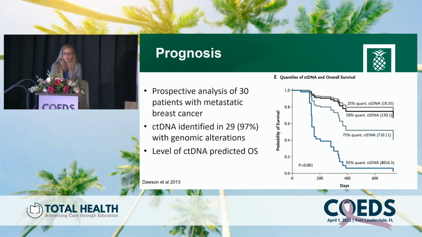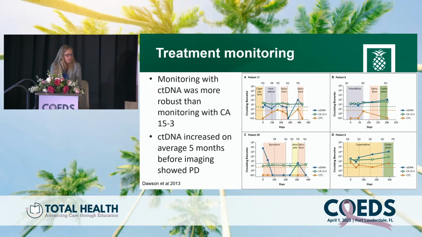This study was done before we had a lot of our different targeted options. A lot has happened in the last 10 years, so I would hope that we are better harnessing some of those mutations now to give targeted therapies, and that these numbers would now look better. In the same study, they looked at circulating tumor DNA for monitoring patients with metastatic breast cancer. One of their conclusions was that ctDNA was more robust than monitoring with tumor markers. They tended to see rises in ctDNA before seeing progression on imaging.